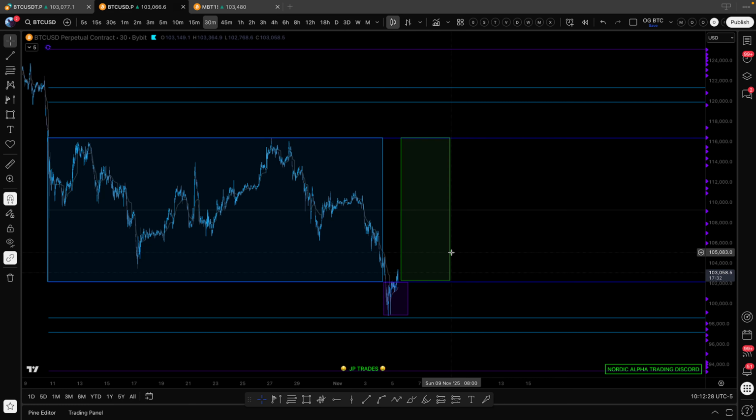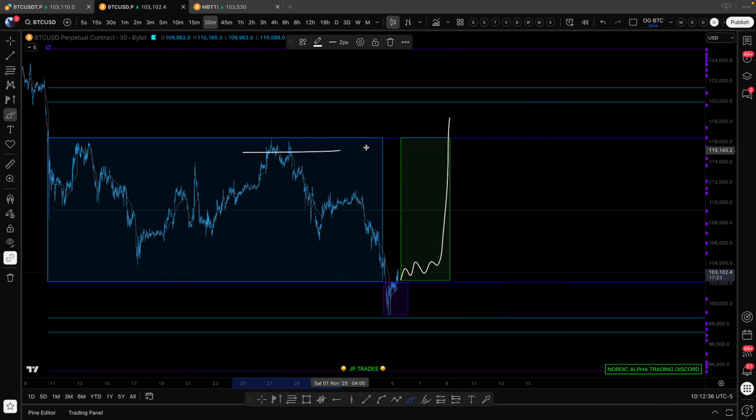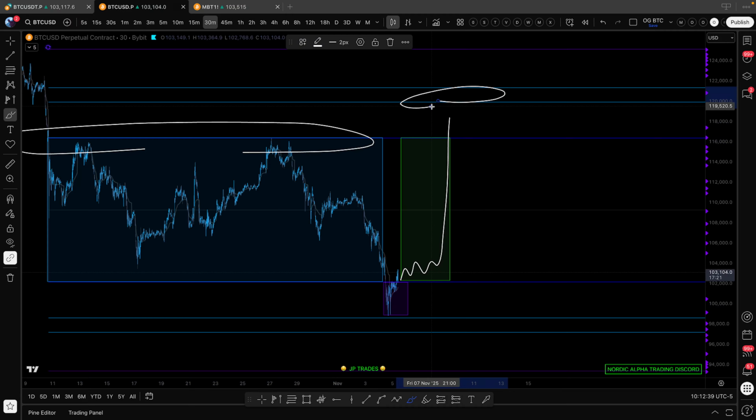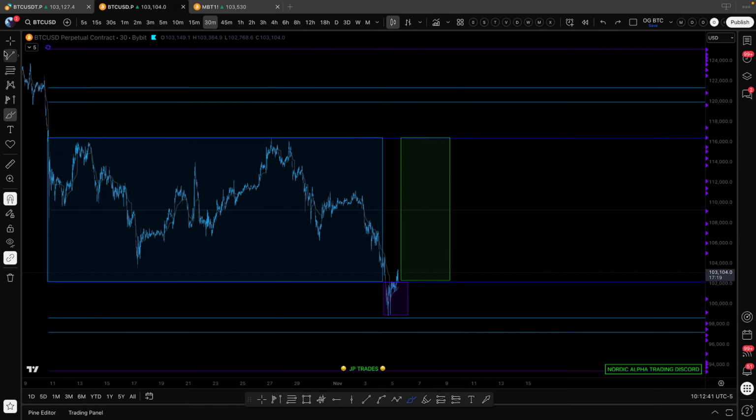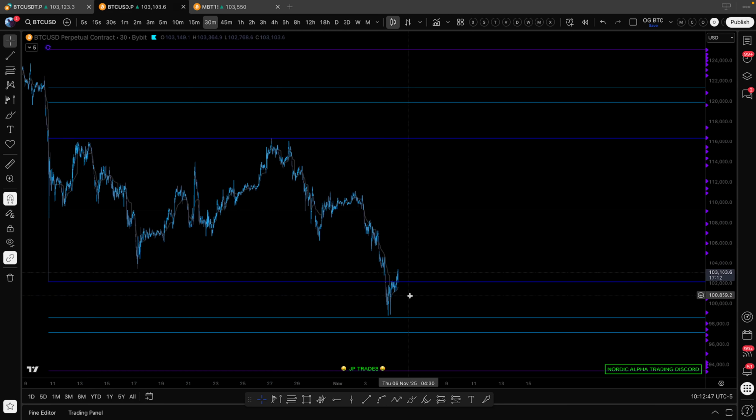And if this is going to be a true power of 3, you would want to see it break structure and just really rip up. And this would be your target, if not here. Now, I do like that idea, and I would love for that to play out.